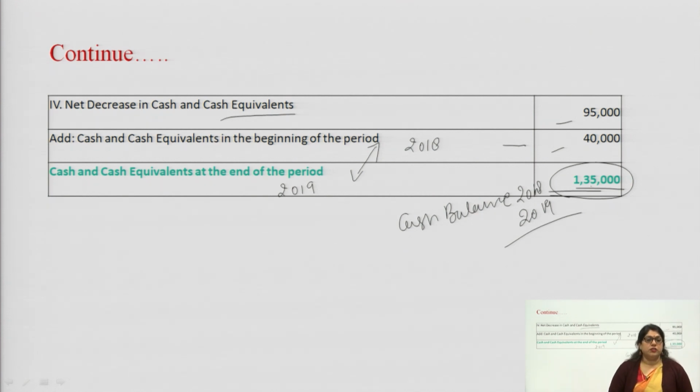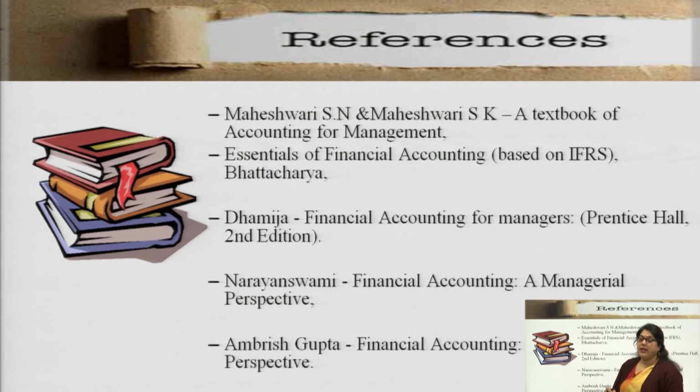Do more practice for such kinds of questions. The book references which I have taken here are S. N. Maheshwari's books and essential books from Bhattacharya, the Dhameja book, Narayanaswamy and Amish Gupta. These are wonderful books in which you can do more and more practice. The more practice you do, the more idea you will get about this, because in one question you cannot become an expert in the cash flow statement.